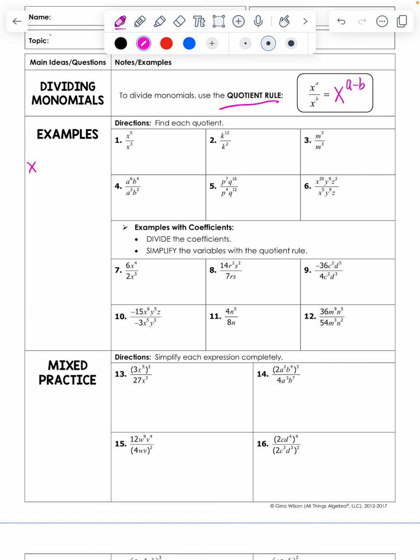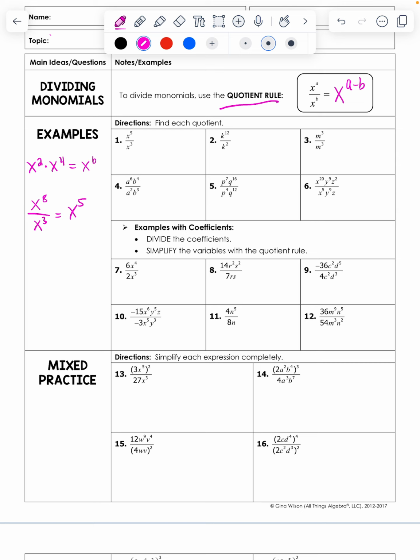The product rule says if we have like x squared times x to the fourth power, we add the exponents together, that's x to the sixth. The quotient rule says if we have like x to the eighth divided by x to the third, let's say, we keep the x the same and just subtract. 8 minus 3 is 5. So that's the setup. That's how it works.